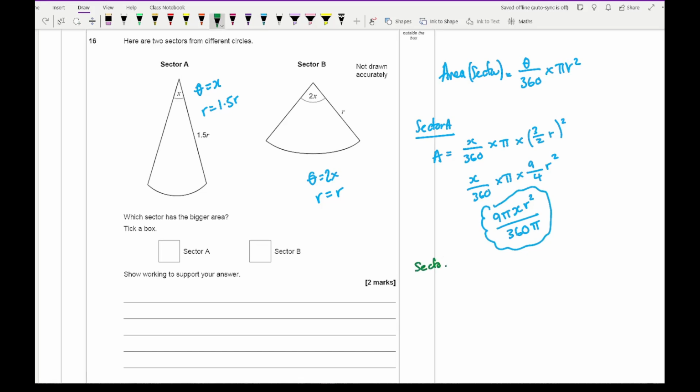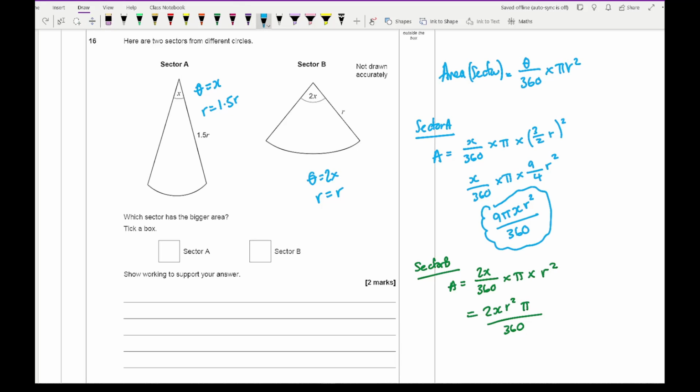So sector B is going to be A equals 2x over 360 multiplied by pi multiplied by r squared. Now what we need to do is simplify this. So what we've got is 2x r squared pi over 360. I just noticed that an extra pi shouldn't be there, so that's what we've got. Now I'm going to compare the two elements.